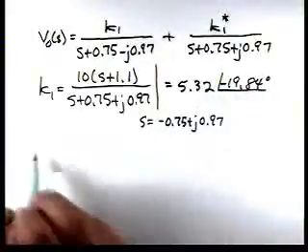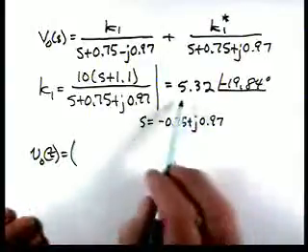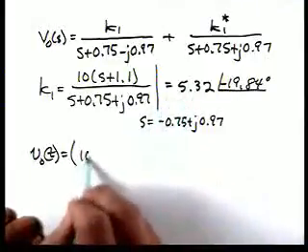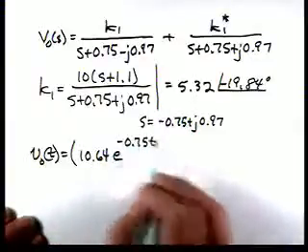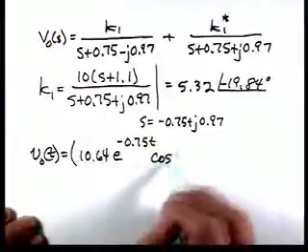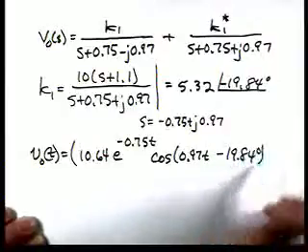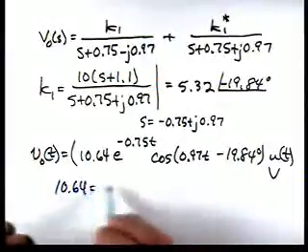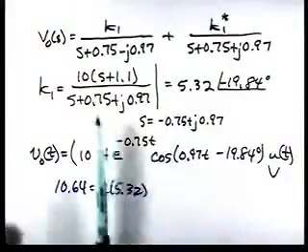So V0(t) then, remember, when we have complex conjugates, our magnitude is 2 times the magnitude of K1, so we have 10.64 e to the minus 0.75t cosine(0.97t minus 19.84 degrees) u(t) volts. The 10.64 is 2 times the 5.32. The 0.75 comes from here and the 0.97 from there.